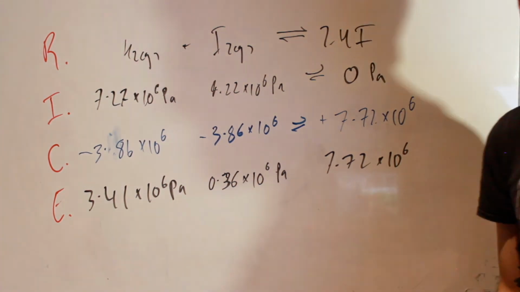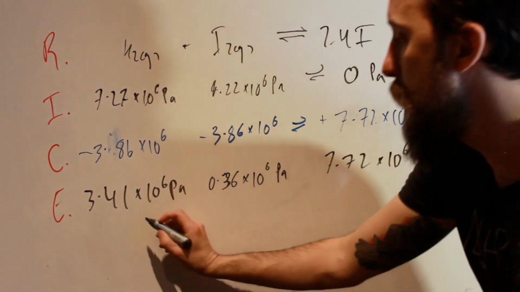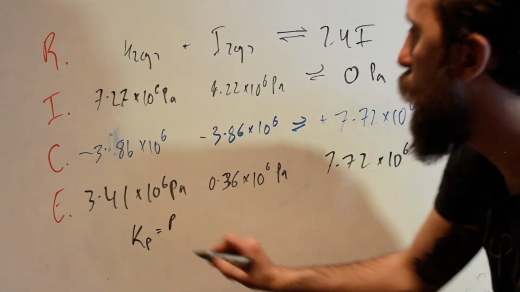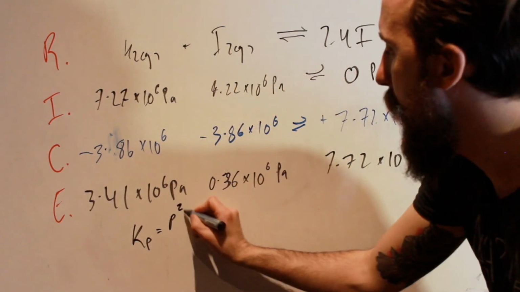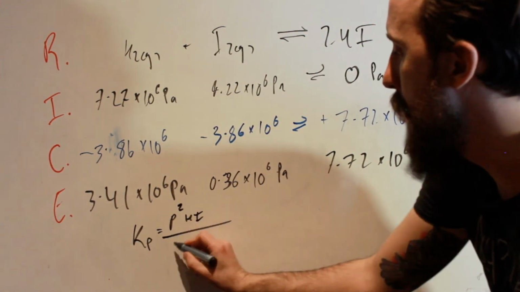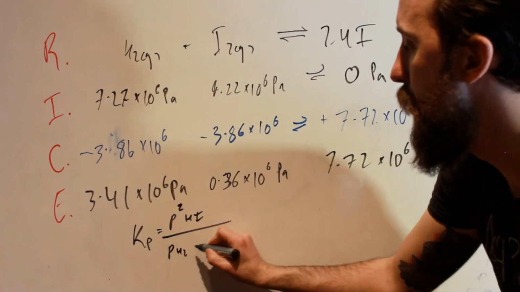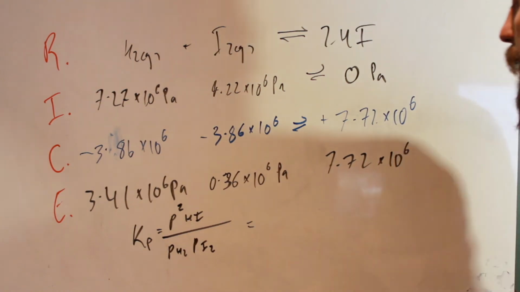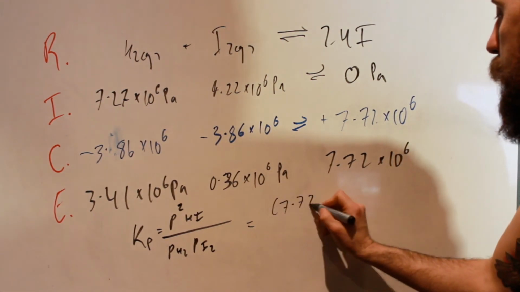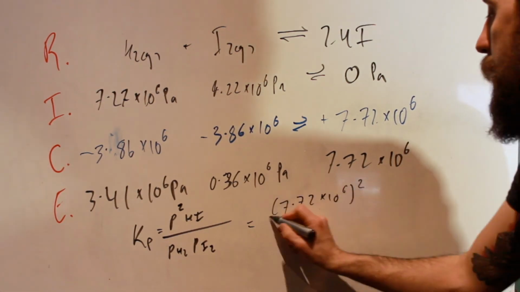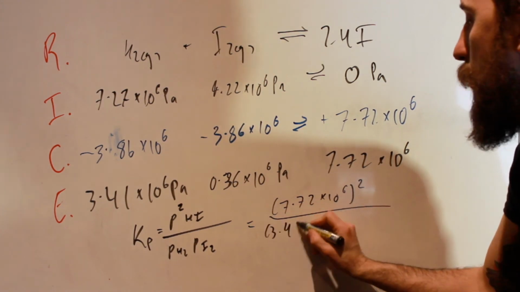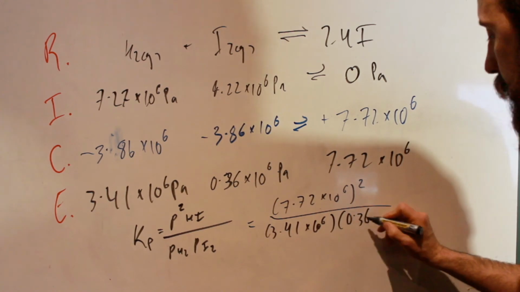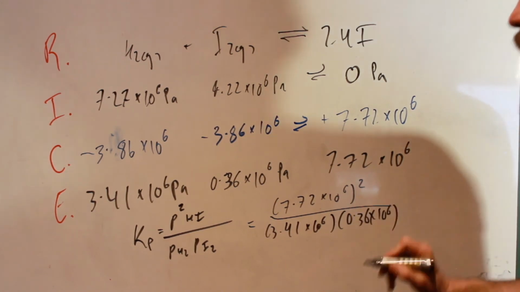But now that we do have our partial pressures, let's punch it in our equilibrium expression. So I'm going to write out my equilibrium expression. Kp is the pressure of my product, now we do have a squared here, of the HI divided by the pressure of H2 times the pressure of I2. Then we just have to plug our numbers in. We get 7.72 times 10 to the 6 squared divided by 3.41 times 10 to the 6 multiplied by 0.36 times 10 to the 6.